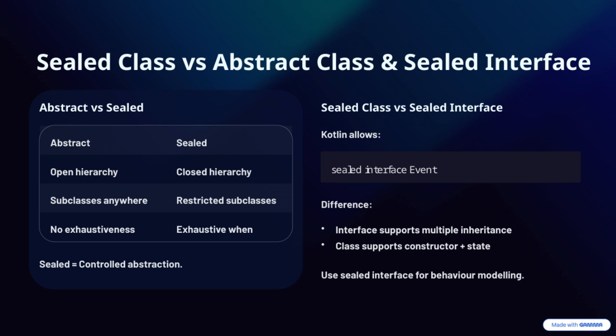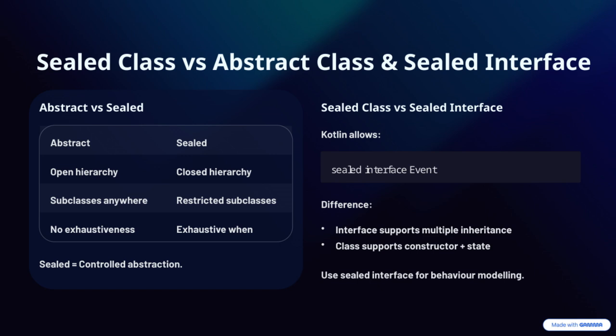Finally, comparing sealed classes to abstract classes and sealed interfaces, the key takeaway is that sealed classes provide a controlled hierarchy with a fixed set of subclasses, useful for representing algebraic data types. Abstract classes, however, are more flexible and open-ended, allowing inheritance anywhere. Sealed interfaces combine some benefits of interfaces and sealed classes: a controlled, predictable hierarchy with multiple inheritance support.